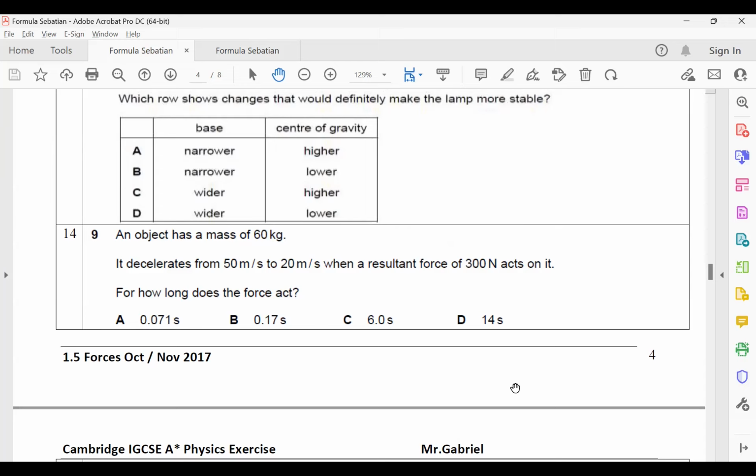Okay, then after that, this one here is straightforward, easy. What's the answer? Which one is the stable one? Definitely B, because the center of mass is low and the base is wide, guys. The base is wide and the center of mass is low. That's why obviously B is the answer here.